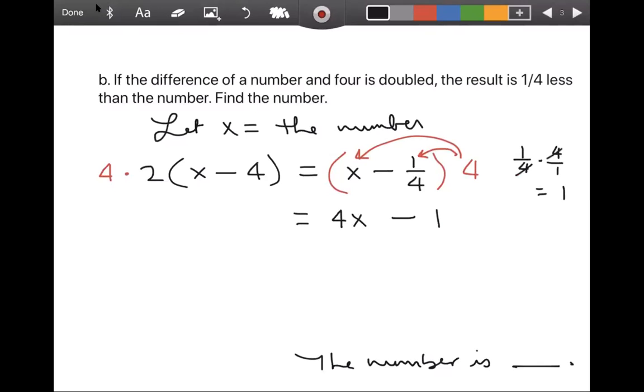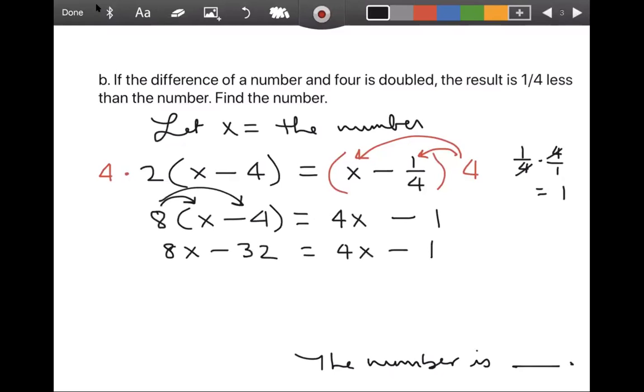Okay. Now, on the left side, there is a certain mistake that students often make in this situation. We have 4 times 2 times x minus 4. That 4 does not get distributed. We're just going to multiply 4 times 2, which is 8. And then the 8 is going to get distributed over x minus 4. Okay. So distributing the 8, we get 8x minus 32 equals 4x minus 1.